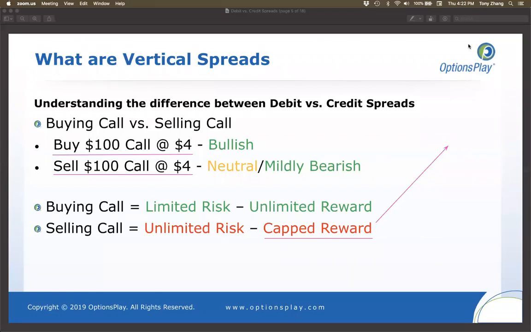So fundamentally, these 2, the buyer of the call and the seller of the call, have very, very different outlooks and very different risk profiles. And that is fundamentally the difference between buying a call versus selling a call. And that's actually the fundamental difference between a debit versus credit spread. And I'll show you that in a second.